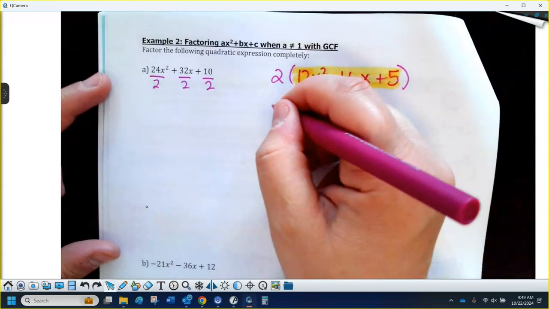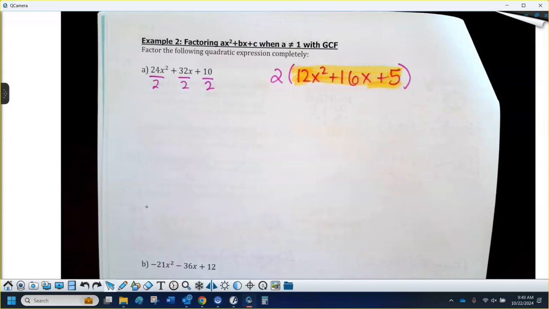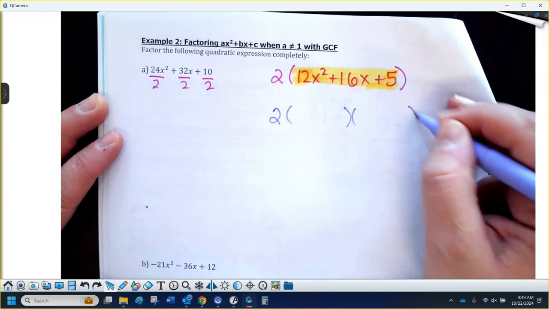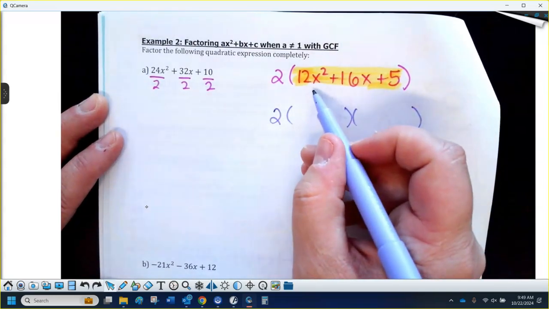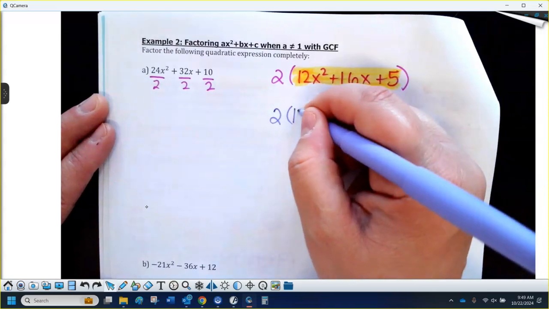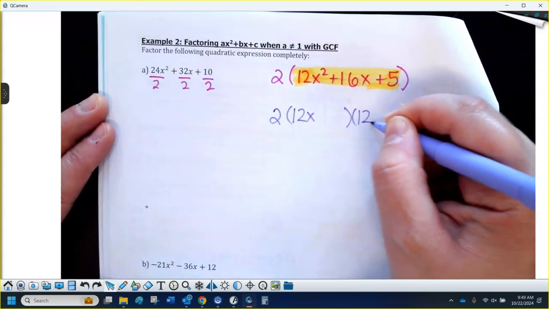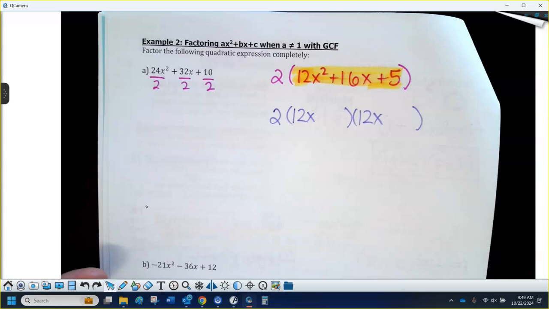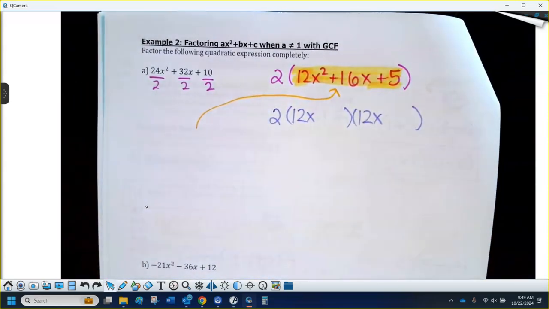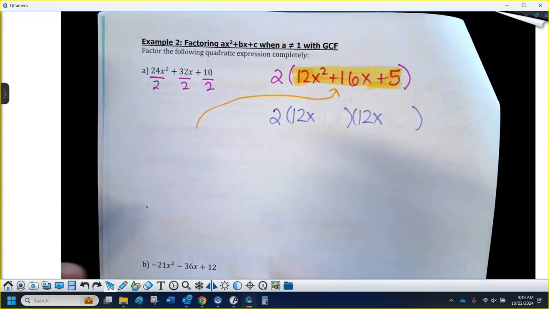And I'm going to factor that lovely little set of parentheses just like we did on the front. So just kind of ignore the 2 for a second. I'm going to take the first term of the quadratic in this little parentheses, which is 12x squared, and I'm going to drop the squared. So I'm going to write 12x at the beginning of each of these factors. Now, I am literally just putting the 2 out in front, so I'm just focusing on that quadratic.